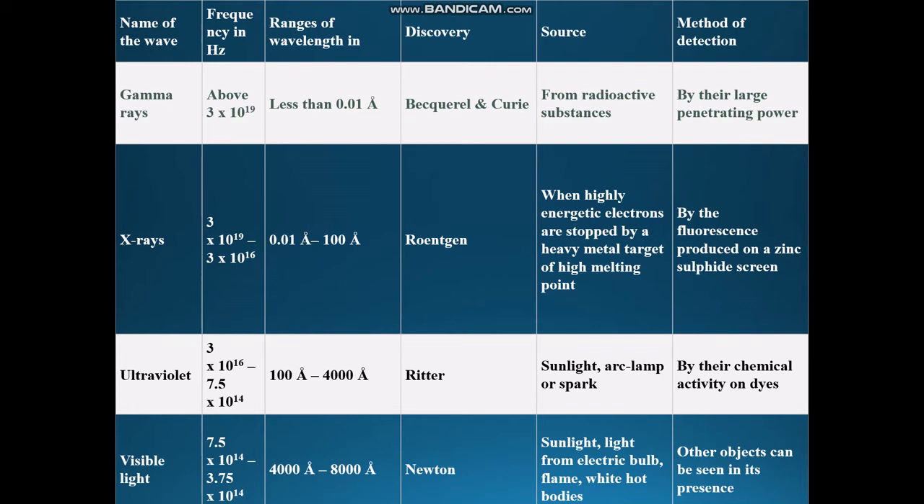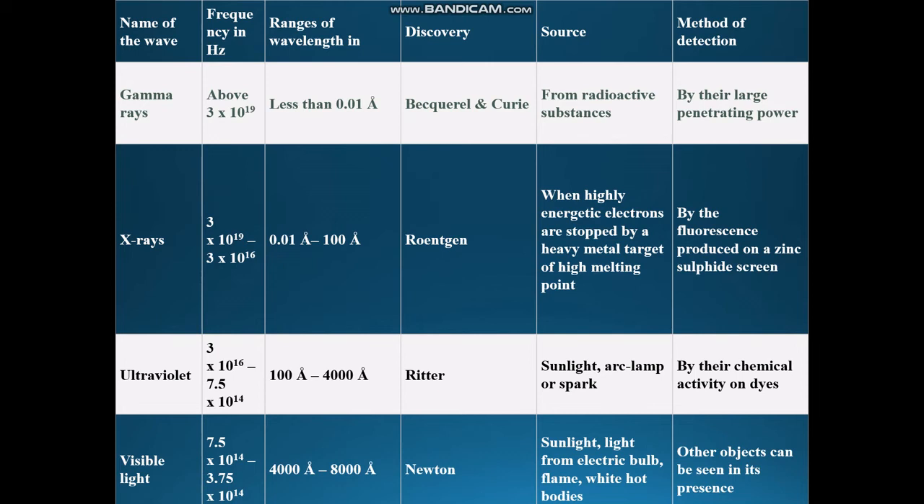Next in order is ultraviolet. Frequency ranges from 3 into 10 to the power of 16 to 7.5 into 10 to the power of 14. Now, the range of wavelength is 100 angstrom to 4000 angstrom. They owe their discovery to Ritter. The sources are sunlight, arc lamp or spark, and they are detected by means of the chemical activity on dyes.